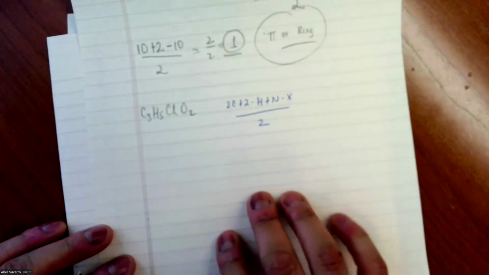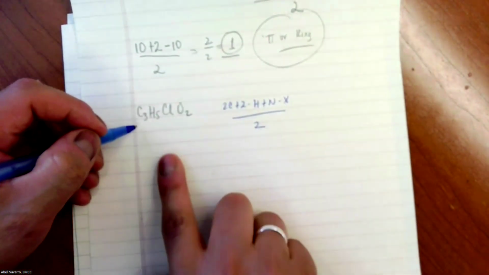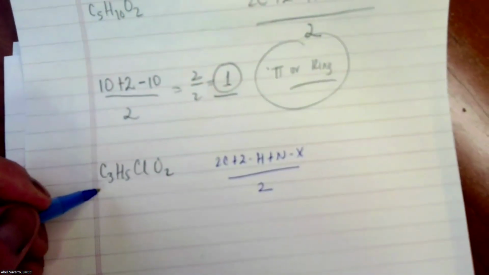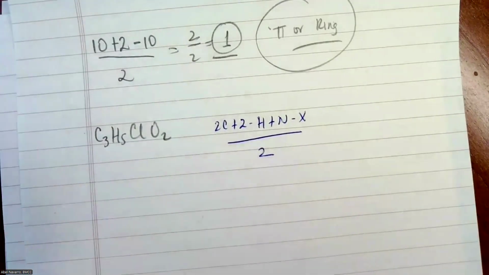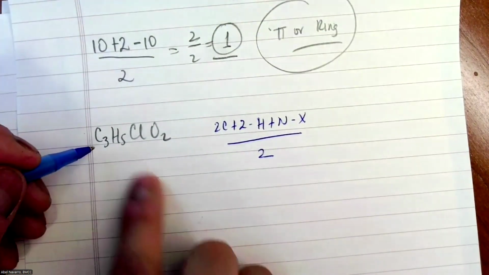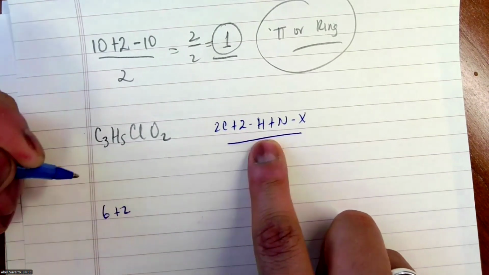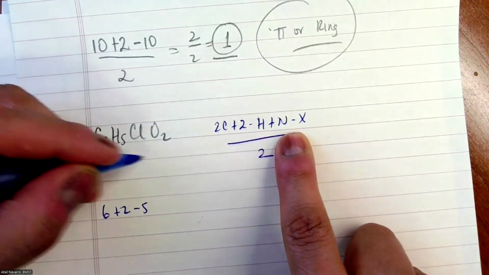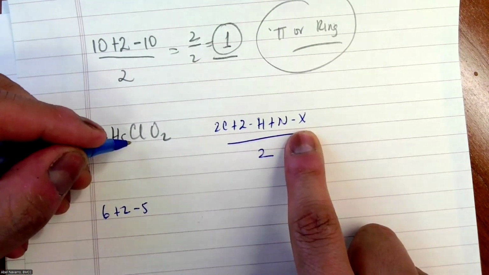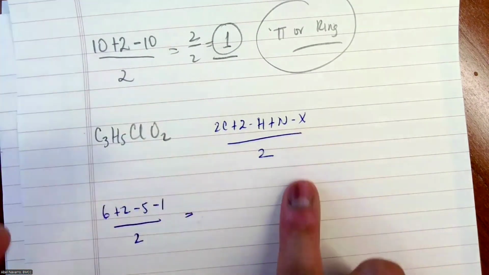All right. 2 times carbons. Focus, focus. Okay. 2 times carbons, 6. 2 times 3, 6. Plus 2. Minus hydrogens, 5. Plus nitrogens, none. Minus halogens. I have one halogen. Minus 1 divided by 2.